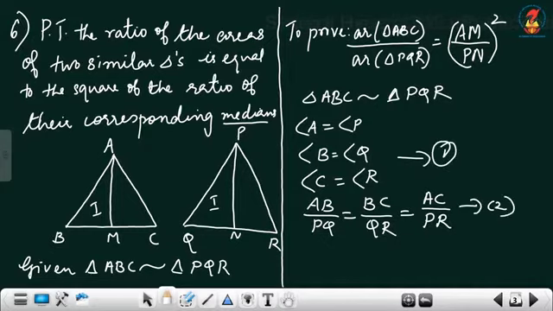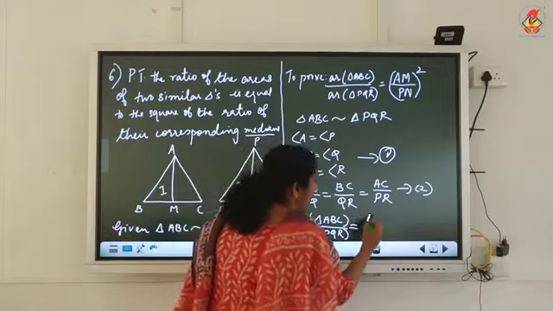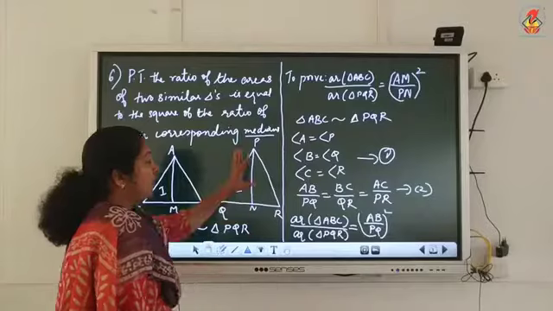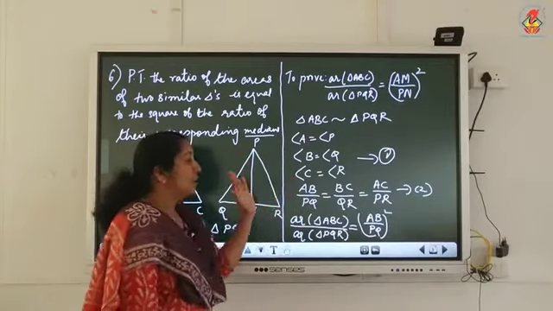Equation 1 and 2. Then what we can see is area of triangle ABC divided by area of triangle PQR is equal to the square of the ratio of the corresponding parts. So AB by PQ whole square is equal to BC by QR whole square, which is equal to AC by PR whole square. So what we have written is what is given actually.